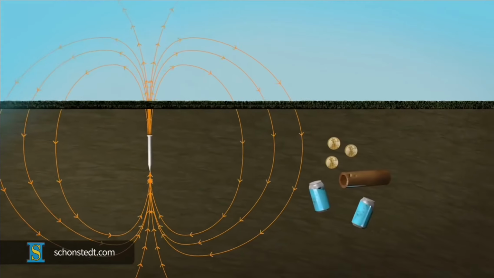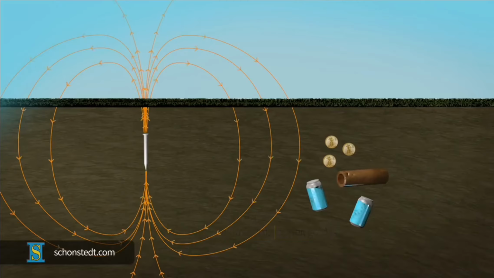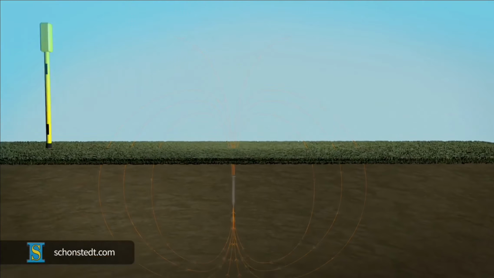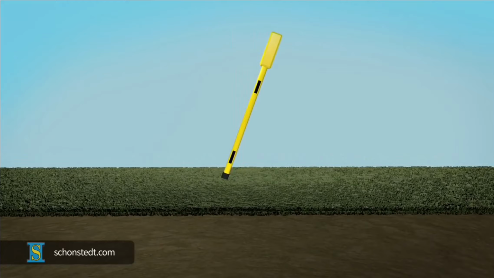By contrast, buried objects made of non-magnetic metals, such as aluminum, copper, and gold, are not affected by the Earth's magnetic field and therefore can't be located by magnetic locators. Schonstedt magnetic locators operate on the principle of detecting the difference in the magnetic field present at two sensors spaced a fixed distance apart. In the absence of a buried object, the field at both sensors is the same.